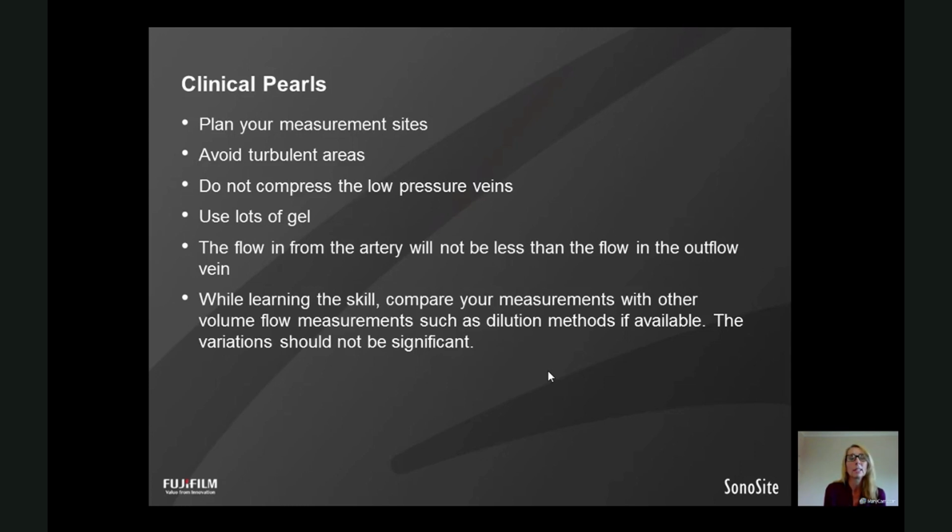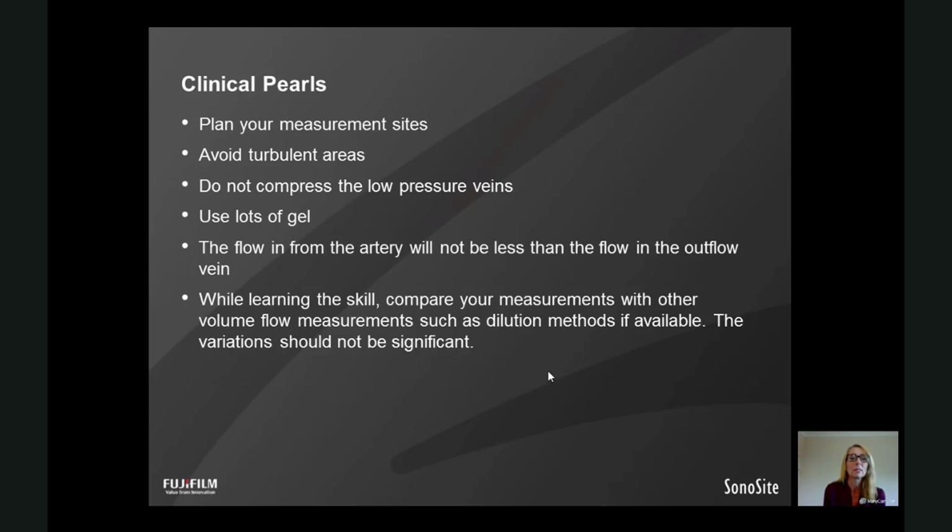So avoid turbulent areas, particularly the anastomosis, it's very turbulent, or any stenotic areas or where it bifurcates or big aneurysmal areas and things like that. Avoid anywhere where the vein walls are very jagged or change dramatically. Again, it's very hard to get an absolute diameter where you did the velocity measurement when you do that.